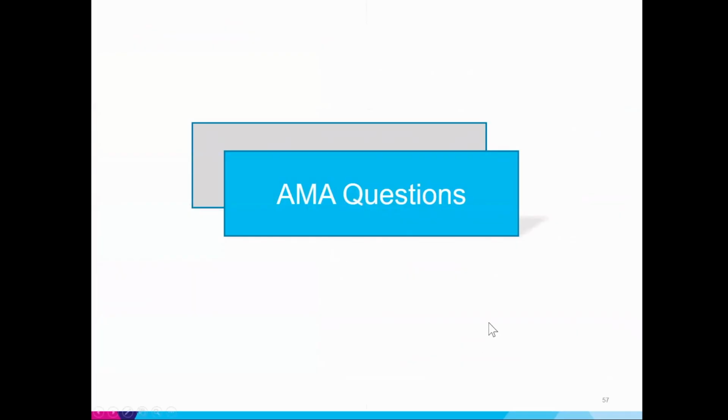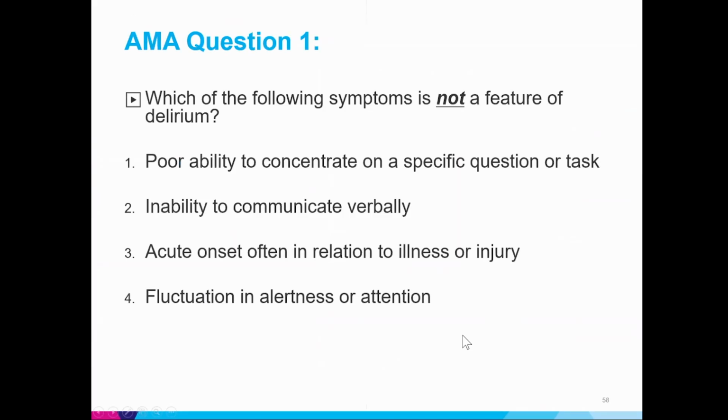I'm going to now have us shift over to 2 AMA questions for those of you who will be seeking CME. And so the first question is, which of the following symptoms is not a feature of delirium? 1, poor ability to concentrate on a specific question or task. 2, inability to communicate verbally. 3, acute onset, often in relation to illness or injury. And 4, fluctuation in alertness or attention.